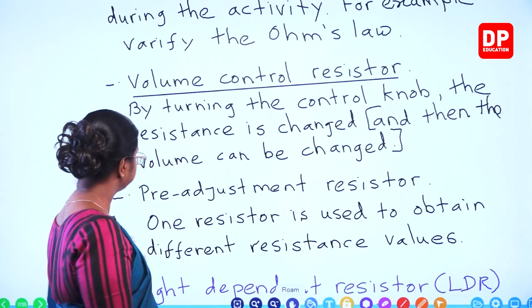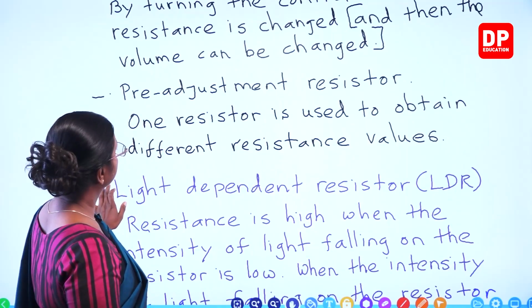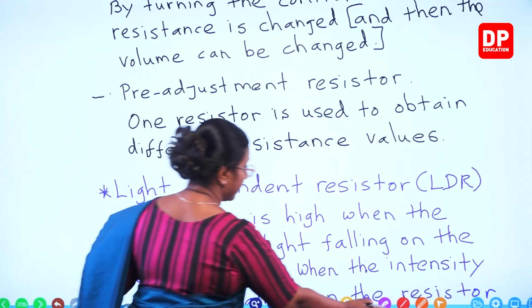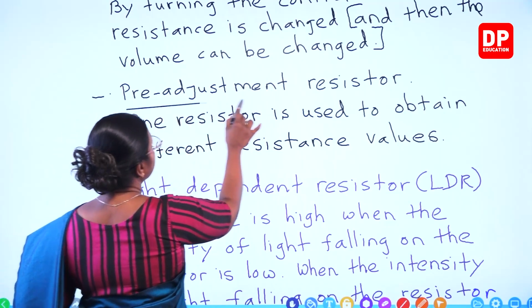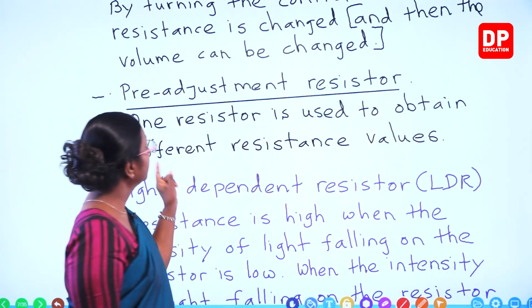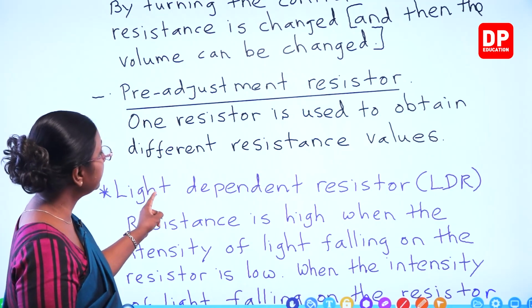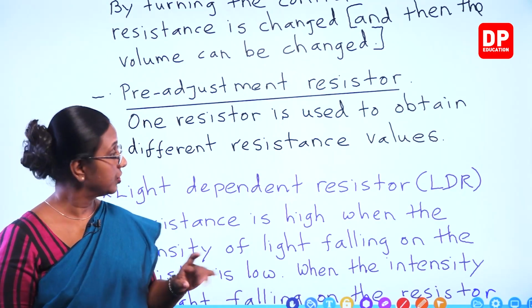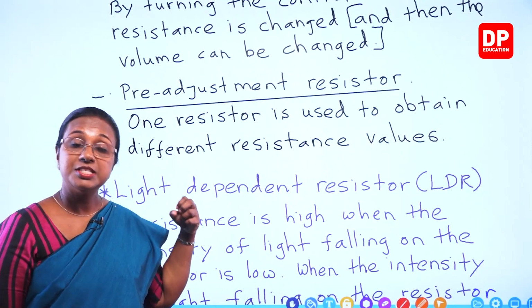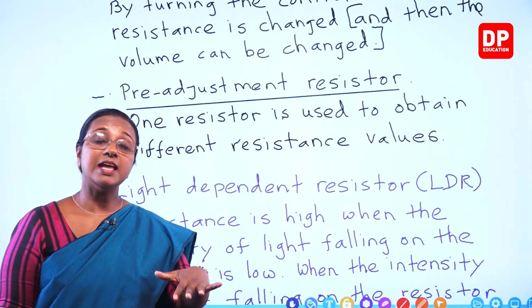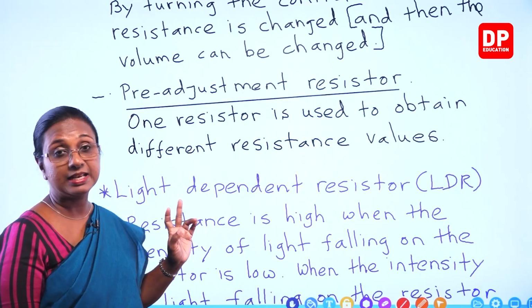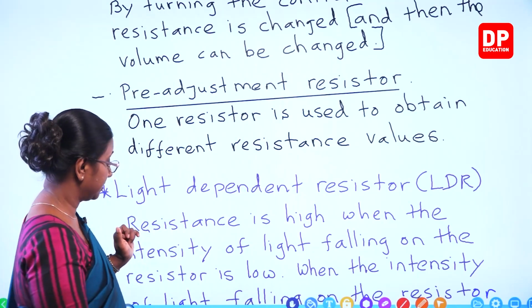Then we have the next type, the pre-adjustment resistor. A pre-adjustment resistor is one resistor used to obtain different resistance values. You change the resistance first and then you connect it to the circuit. That is the pre-adjustment resistor.